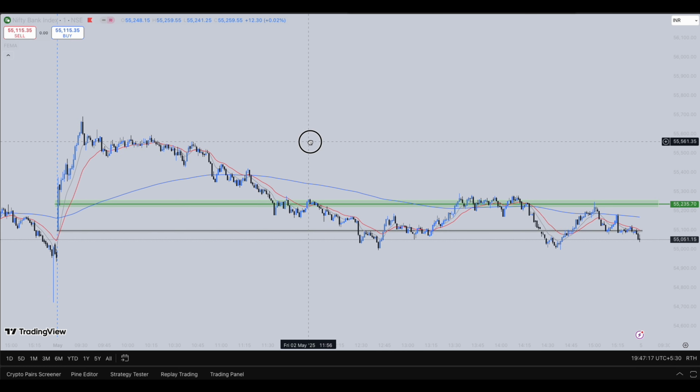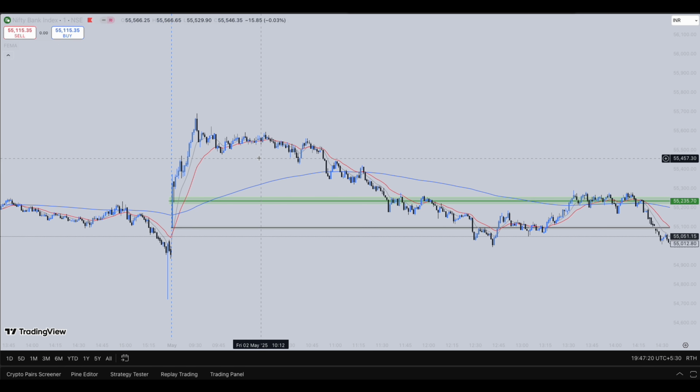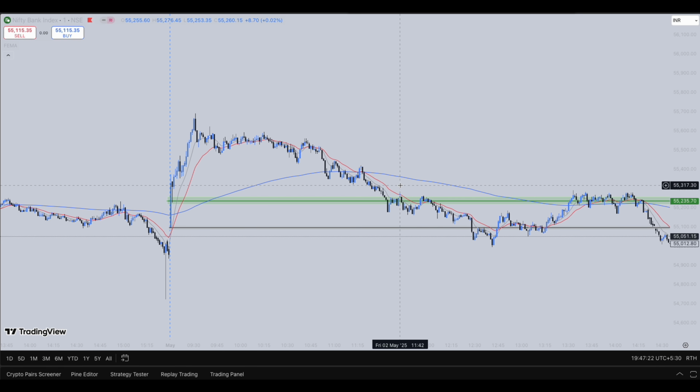It's around 7:47. Let's look into today's Nifty 50 as well as Bank Nifty trade analysis. And today is Friday.